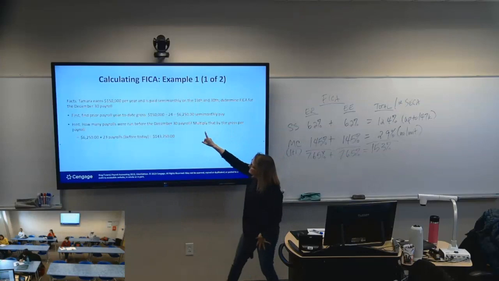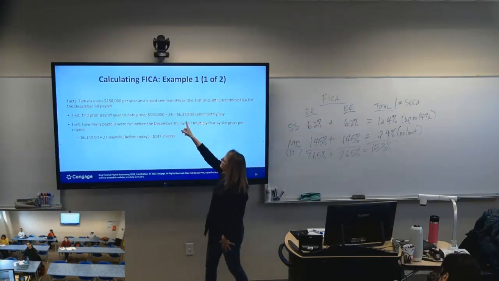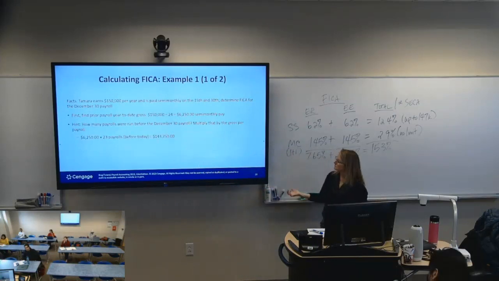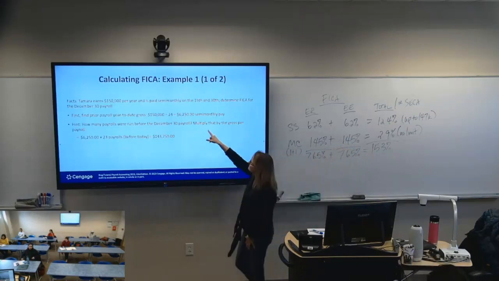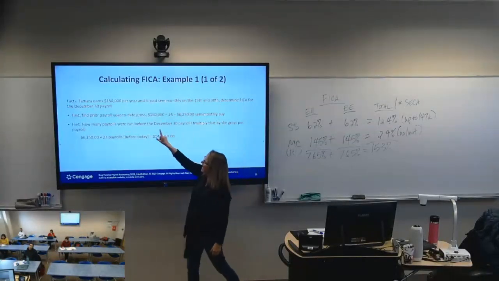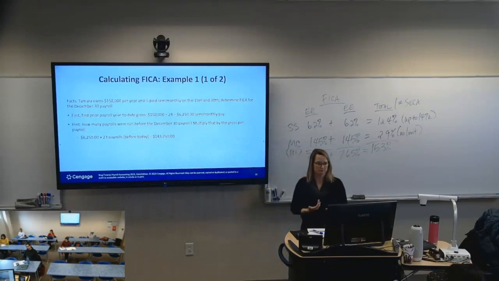And here's how we do it. We take the annual gross salary, divide it by the number of payrolls per year. This is semi-monthly, so there are 24. So she gets $6,250 twice a month. We have to determine how many payrolls were run immediately before.